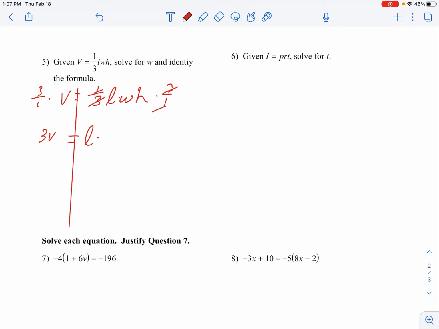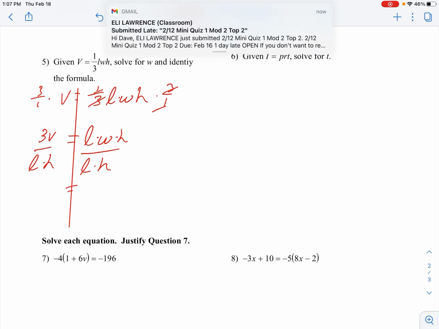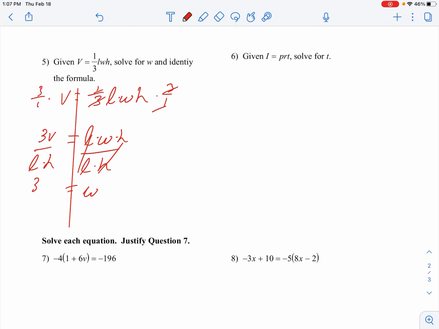The 3's and the 1's cancel on the right, and you're left with more multiplication of length times width times height. Now you're trying to solve for W, and W has L and H attached by multiplication. So I'm going to do the inverse of multiplication, which is division of L and H. L's, H's cancel, you're left with W. On the right-hand side, there's nothing you can do with that. 3V over LH. And again, this is going to be the volume of a pyramid.